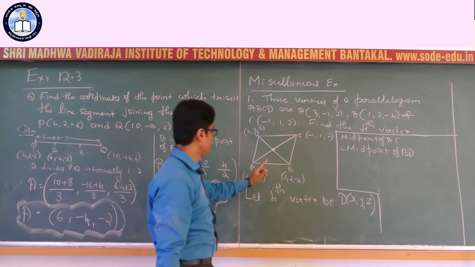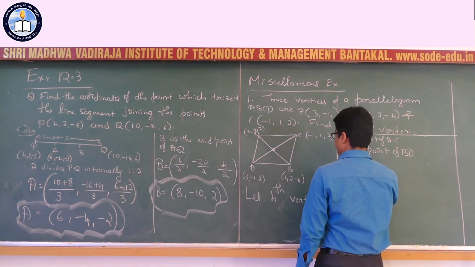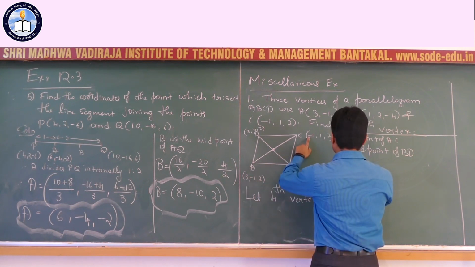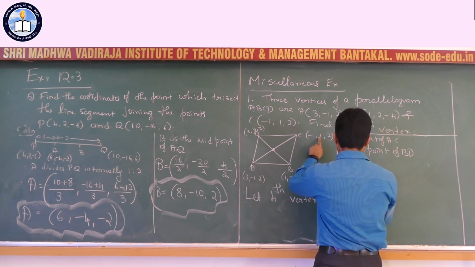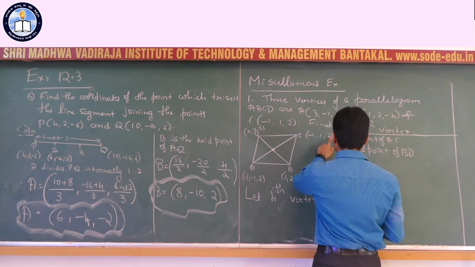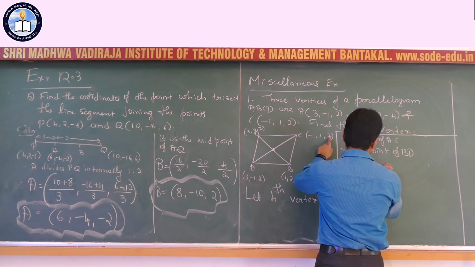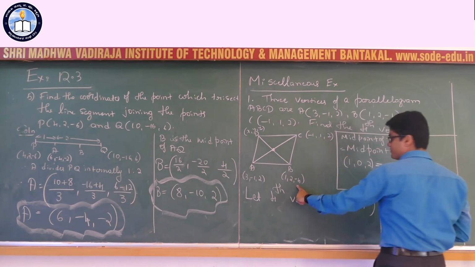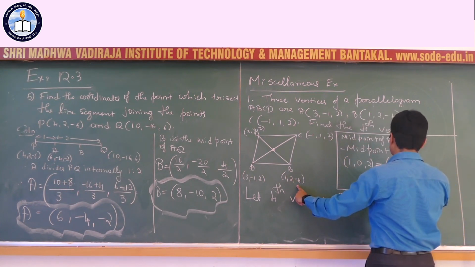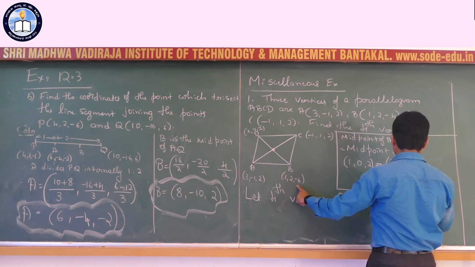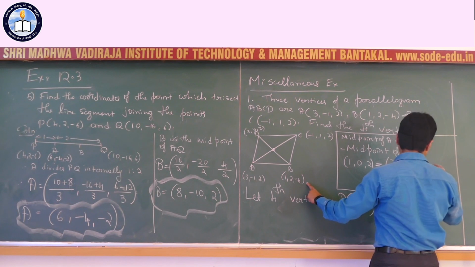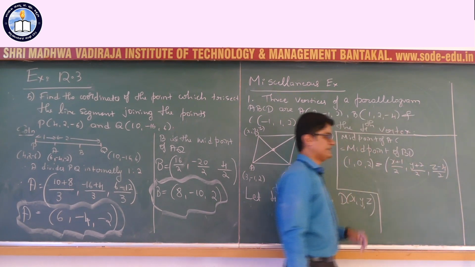What is the midpoint of AC? Midpoint of AC is 3 minus 1, 2 by 2, that is 1. Minus 1 plus 1, 0. 2 plus 2, 4, 4 by 2, that is 2. This is the midpoint of AC. Next, what is the midpoint of BD? x plus 1 by 2, y plus 2 by 2, and z minus 4 by 2, right? Using the midpoint formula, you can equate like this.